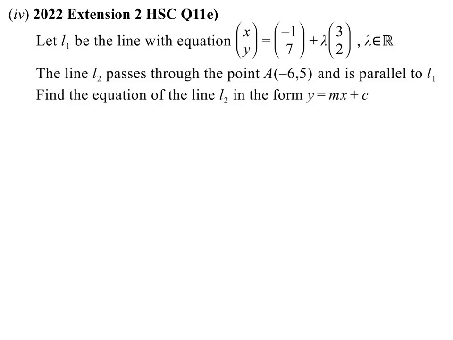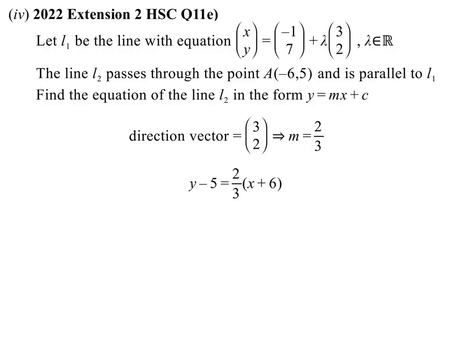Okay, in 2022 they asked this one. Okay, they've given us a vector equation rather than the equation of a line. And it's telling us we've got this other line which passes through this point and is parallel to this first line. So all it's essentially saying is find the equation of this line which is parallel to another line and goes through a point. Well, the direction vector is 3, 2, which means the slope is 2/3. It's parallel, so it's got to have the same slope. I've got a point that it goes through, point slope formula. There's the answer.